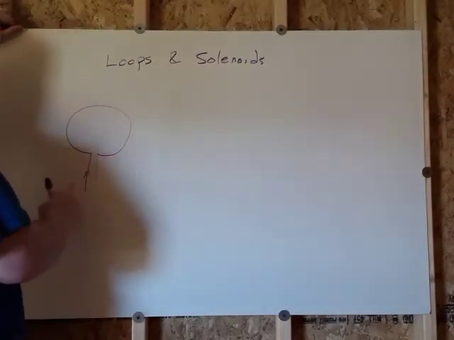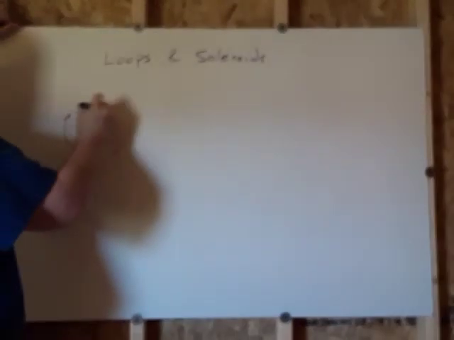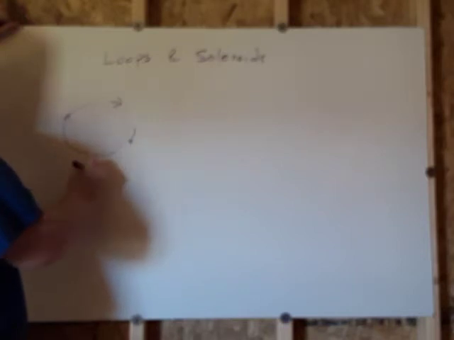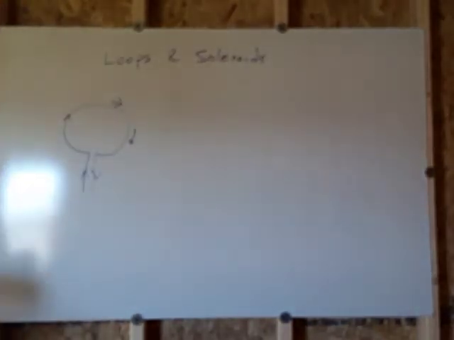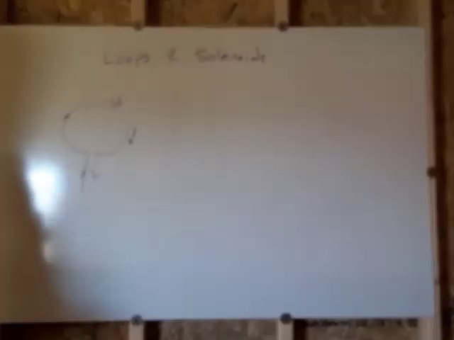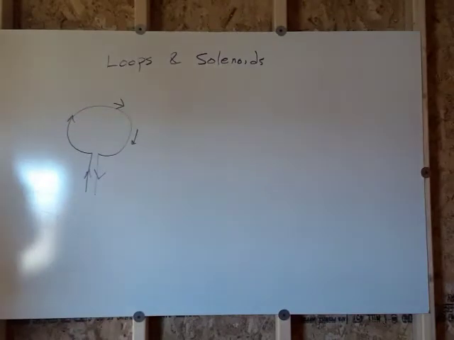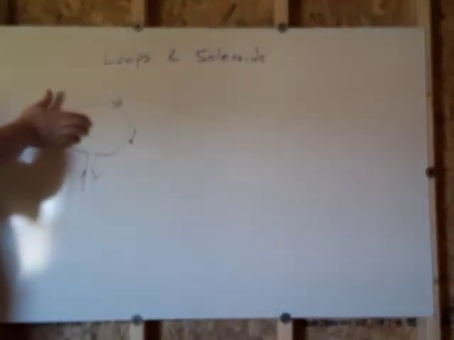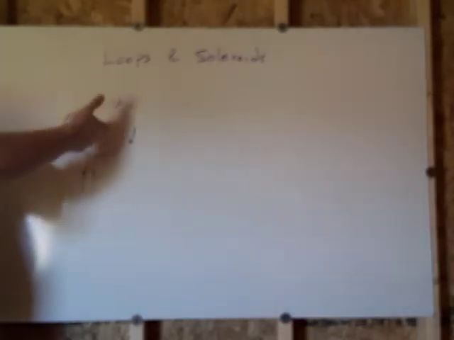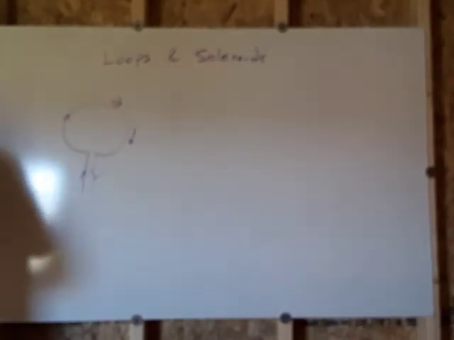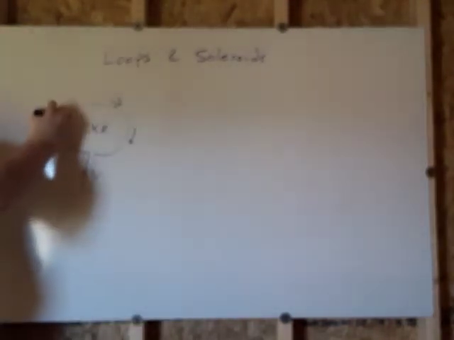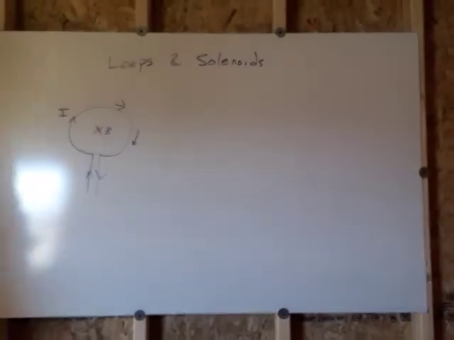So current goes in, it follows around this loop, and then it comes out the wire there. And so we can ask, what does the field look like around this loop? If I do the grab-your-right-hand rule, my fingers are always going to go into the board through the center of the loop. So that's my field going through the center of the loop.